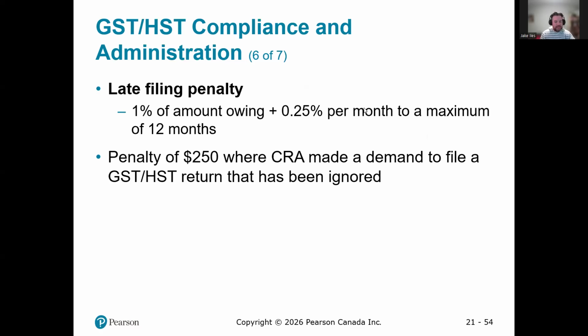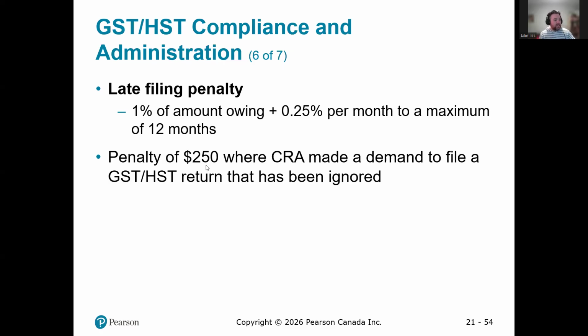Late filing penalty. We are supposed to file a return generally within 1 month of our period end. So if we're late, our penalty is going to be based on the amount we owe: 1% of the amount owing plus 0.25% per month to a maximum of 12 months. So 0.25% over 12 months is an additional 3%. So the penalty could total, after a year, 4% of our owed amount.